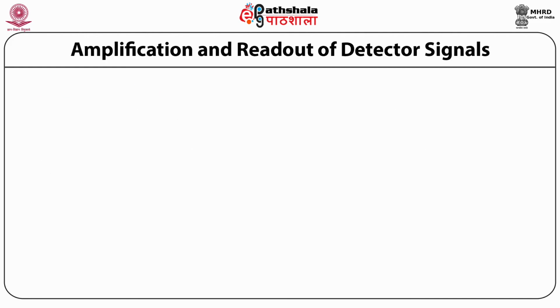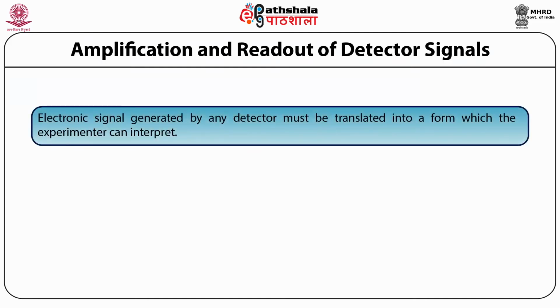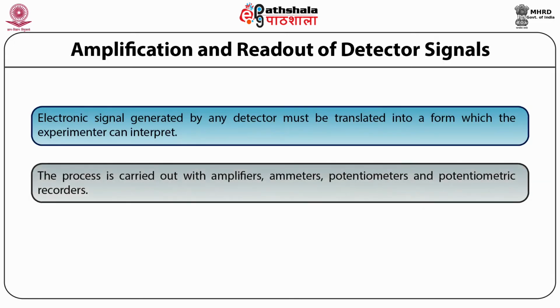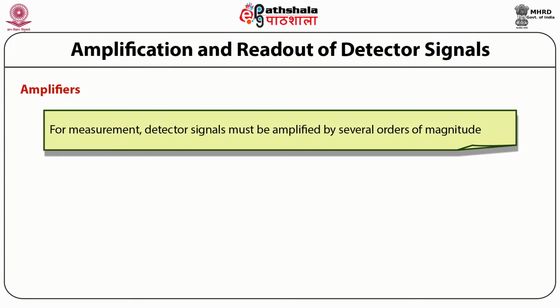The resistance of the system is such that the current may be amplified and finally indicated on a meter or a recorder. Next part of the spectrophotometer is the amplification and readout of detector signals. The electronic signal generated by any radiation detector must be translated into a form which the experimenter can interpret. The process is carried out with the help of amplifiers, emitters, potentiometers, and potentiometric recorders. For measurement, detector signals must be amplified by several orders of magnitude.